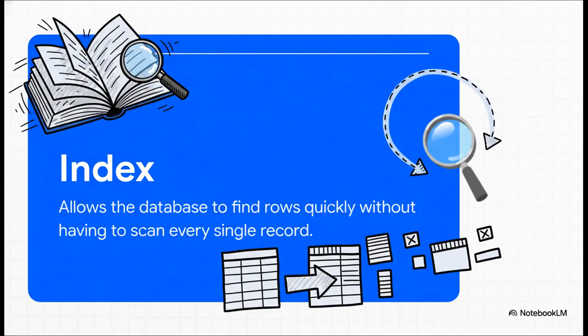An index totally solves this problem. It's basically a special lookup table that the database search engine uses to just dramatically speed up data retrieval. It's just like the index in the back of a textbook. It lets you jump directly to the page you need instead of having to flip through the entire book chapter by chapter. It's absolutely essential for performance.